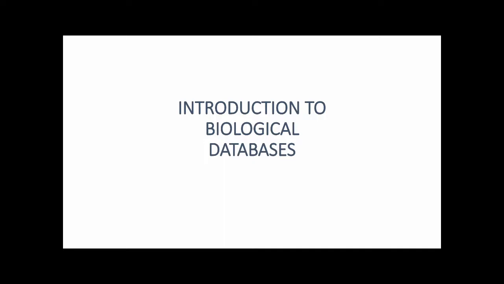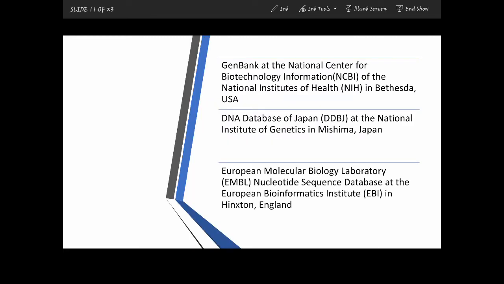Part of the bioinformatics lecture, so we will discuss biological databases. So, the GenBank, the National Center for Biotechnology Information, also known as the NCBI, of the NIH in Bethesda, California. So, first is GenBank, and then the next one is DDBJ, which is the DNA Data Bank of Japan, at the National Institutes of Genetics in Mishima, Japan, and the European Molecular Biology Laboratory, or EMBL, nucleotide sequence database at the European Bioinformatics Institute in Kingston, England.